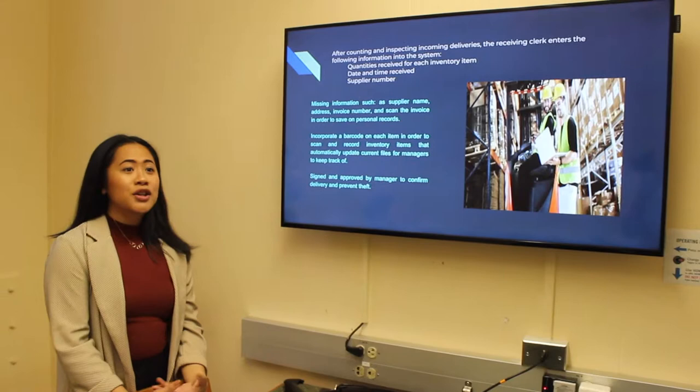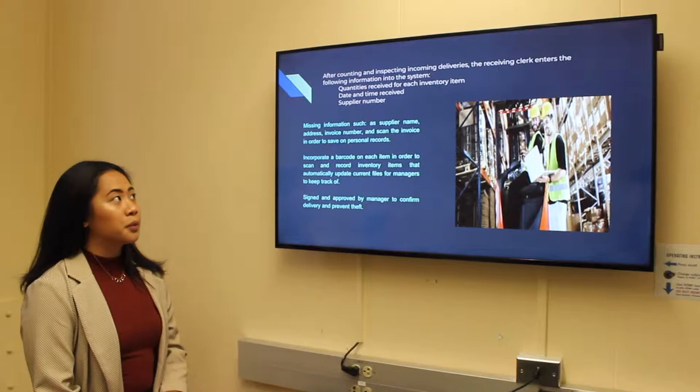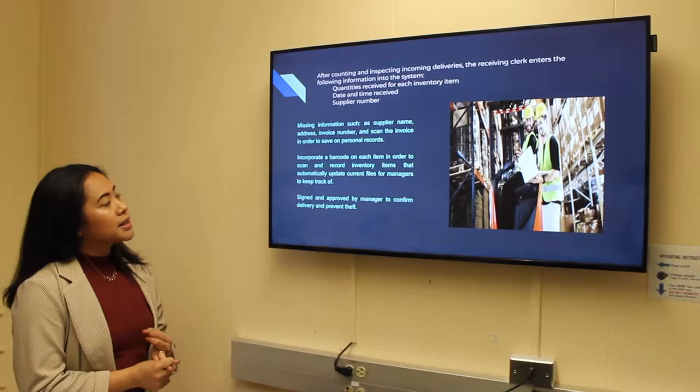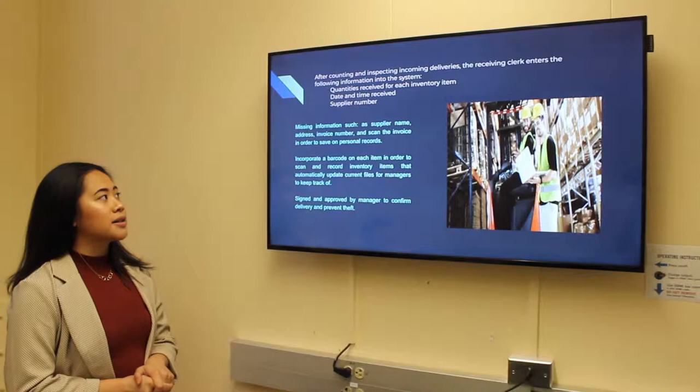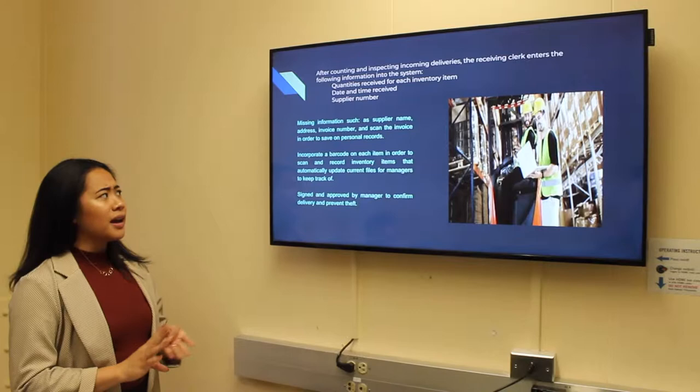Another issue that we found that we can improve on in your company is that after counting and inspecting incoming deliveries, the receiving clerk enters the following information into the system: quantities received for each inventory item, date and time received, and supplier number. Some of the things that you can improve on is requiring more information for each shipment, such as supplier name, address, invoice number, and scanning the invoice in order to save it onto your personal accounts.